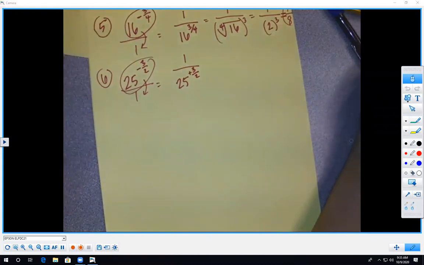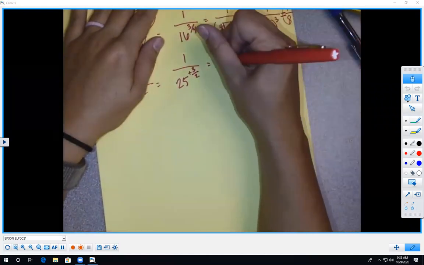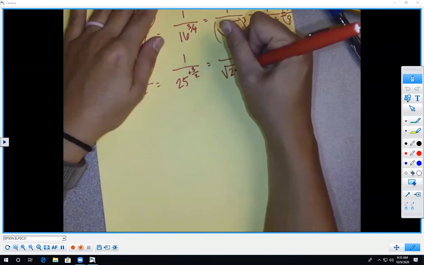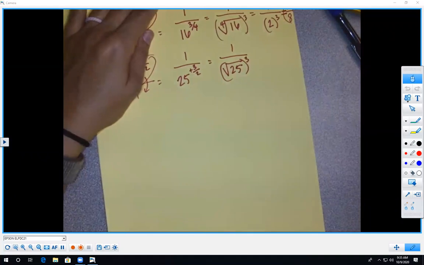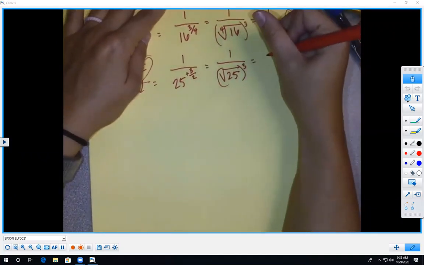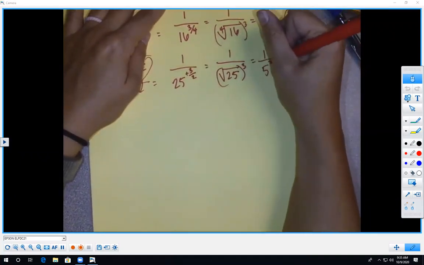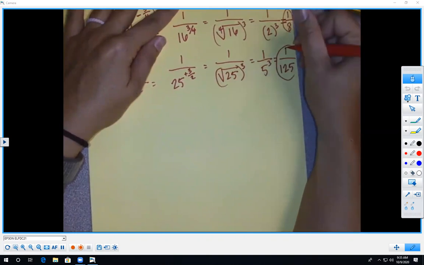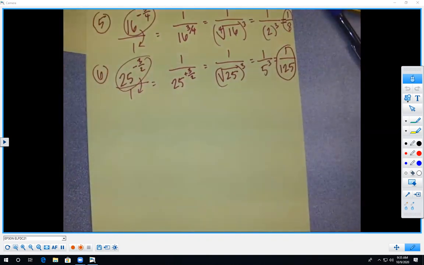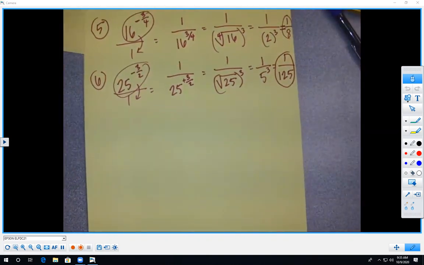3/2 power, which one's the root, the 3 or the 2? The 2, so it's the square root of 25. And then when I'm done, I'm going to raise that to the 3rd power. The square root of 25 is 5. And 5 to the 3rd power is 125. So my answer is 1 over 125.